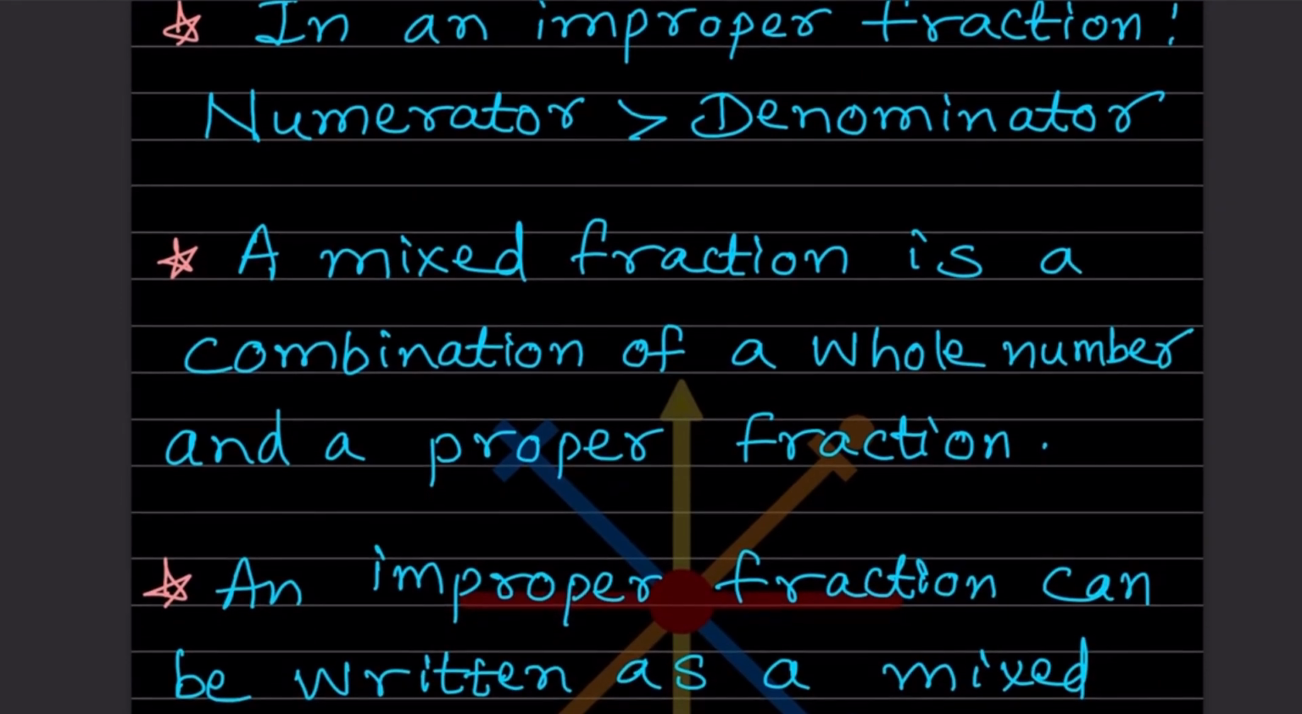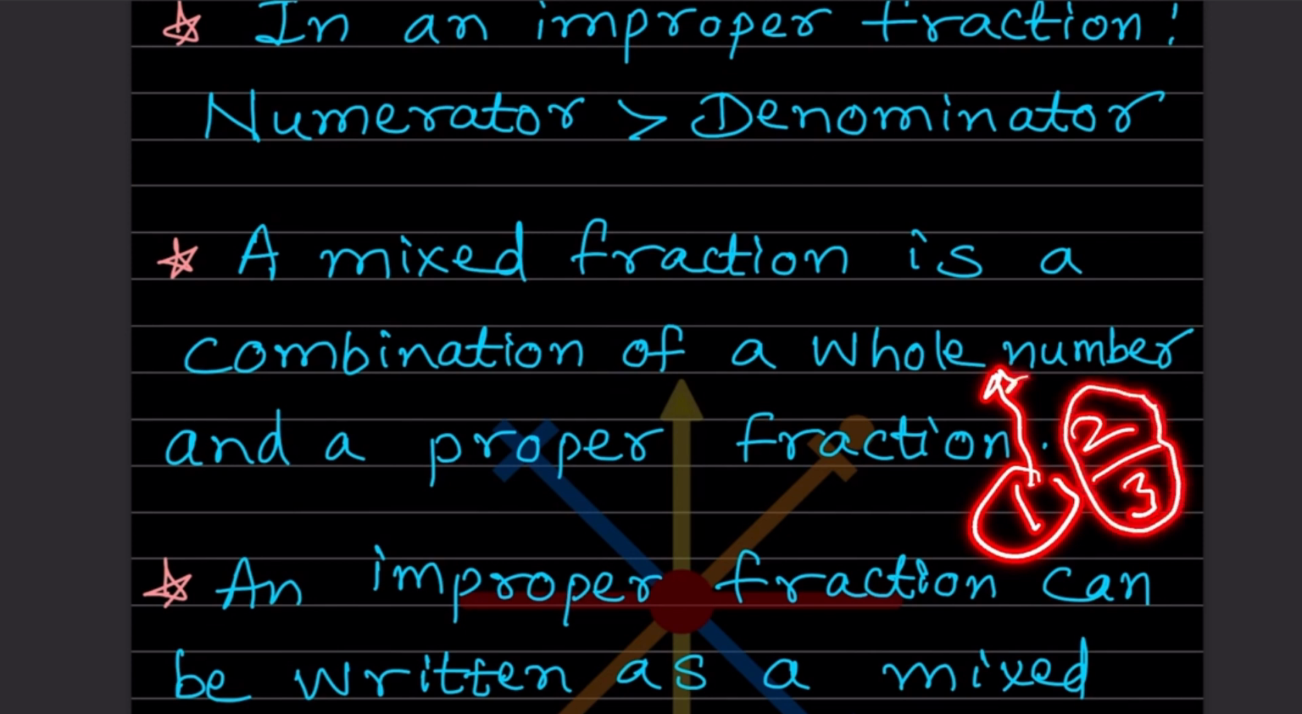Now see here, the mixed fraction is a combination of what I showed you, the whole number and the proper fraction. So if I'm writing 1 integer 2 by 3, this is the whole number. And see 2 by 3, as I told you before, the numerator is going to be less than the denominator, isn't it? So this is a proper fraction.